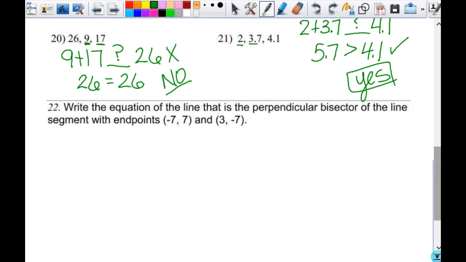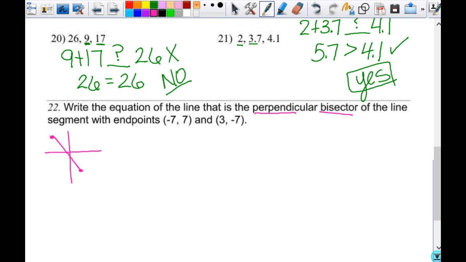Okay. So here we're going to write the equation of the line that is the perpendicular bisector of the line segment with these endpoints. So you don't have to draw a little picture, but I think sometimes it's good to get your mind wrapped around it. At negative 7, 7, and 3, negative 7. Somewhere right about there. So this is my line segment.